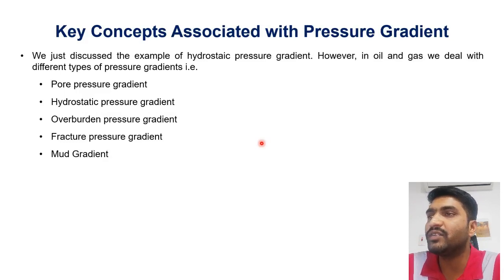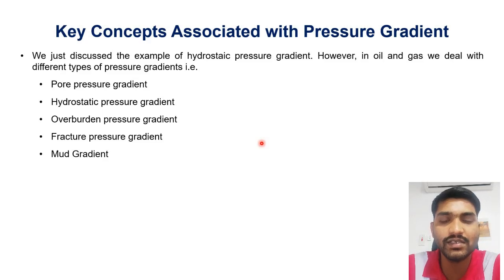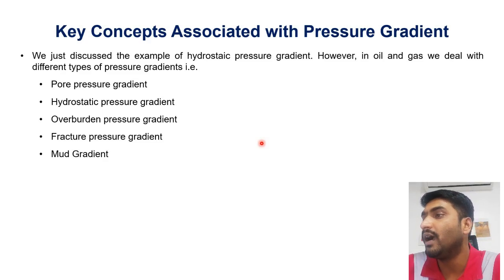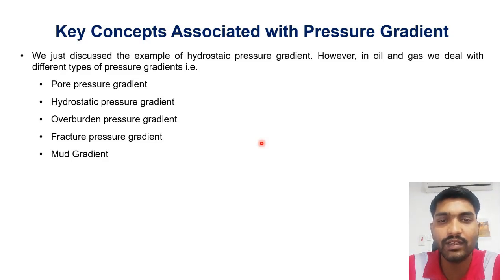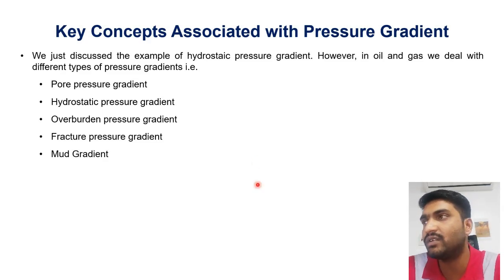Some key concepts associated with pressure gradient. We just discussed the example of hydrostatic pressure gradient. However, in the oil and gas industry, we have different types of pressure gradient, like pore pressure gradient, hydrostatic pressure gradient, overburden pressure gradient, fracture pressure gradient and mud gradient. In this particular tutorial, we discuss a general term, pressure gradient, but in the oil and gas industry we will come across the different types of gradient that I just mentioned: pore pressure gradient, hydrostatic pressure gradient, overburden pressure gradient, fracture gradient and mud gradient, etc.